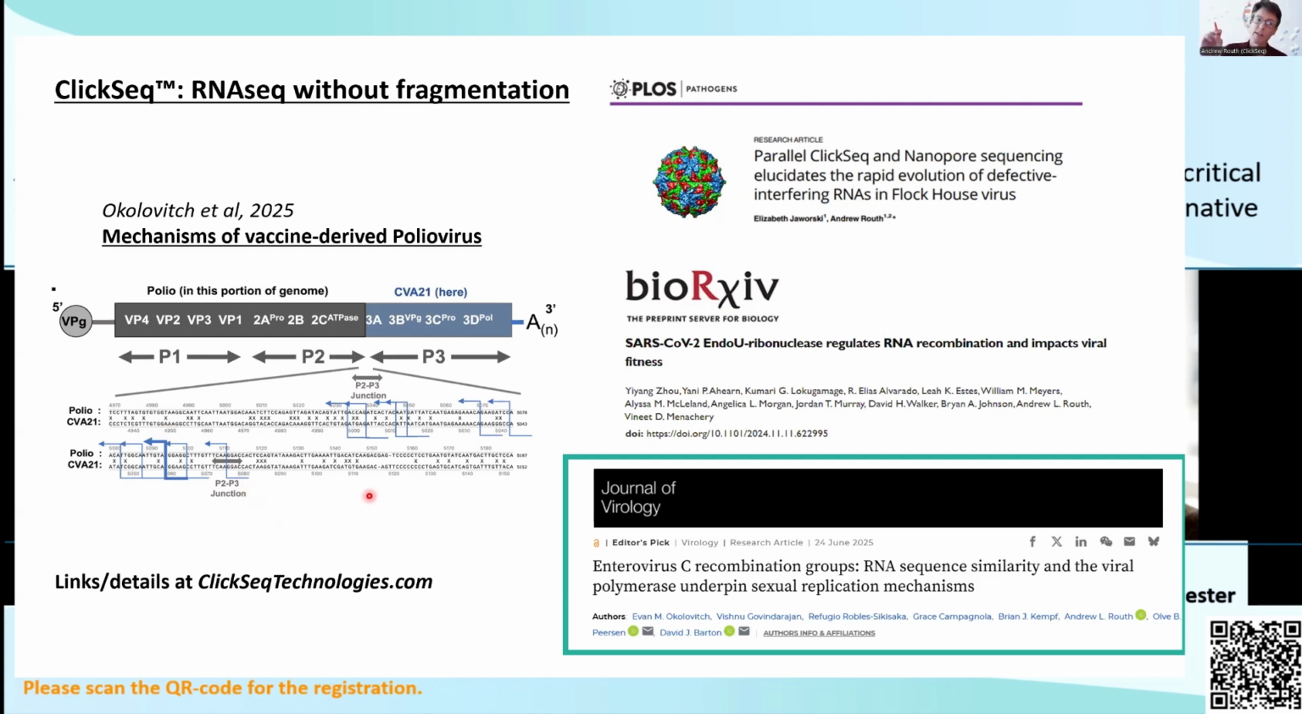But because the method is so sensitive, we can start to find these other minor recombination events as well. And they sort of occur around the same region between this P2 and P3 region of the viral genome. And that's important because it tells us there isn't just one event that's generating these recombinant genomes, there's actually a number of different events that occur with different frequencies, which reflects the sequence homology at each of these sites. And so only with a very sensitive method like ClickSeq can we start to dig into these quite refined details of where RNA recombination takes place.